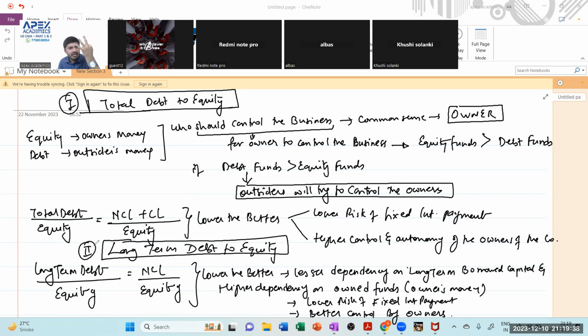In all, we have done three ratios so far. First was debt to total assets. Second one was total debt to equity. And third one was long-term debt to equity. Are you with me on that? Yes or no? Please tell me that. Yes, sir. Now we begin our further journey into this particular aspect.